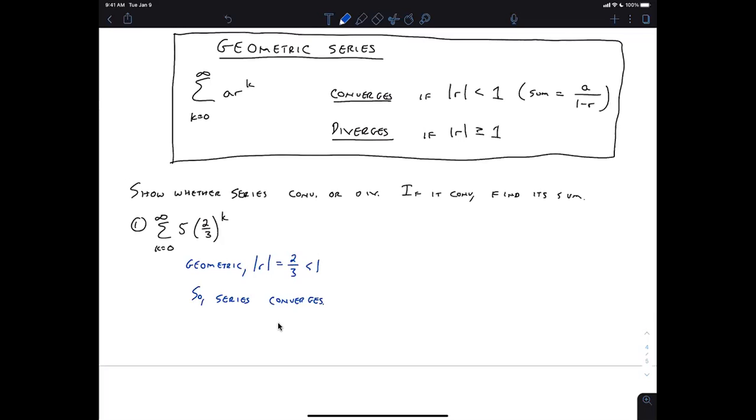Okay. Now, so that converges and now find its sum. So the sum S is a over 1 minus r. a is 5, over 1 minus 2/3. That's 5 over 1/3, which is then 15. And so its sum is 15.